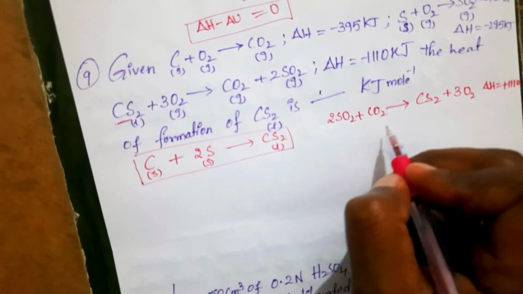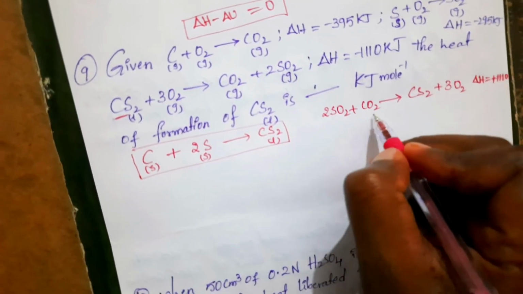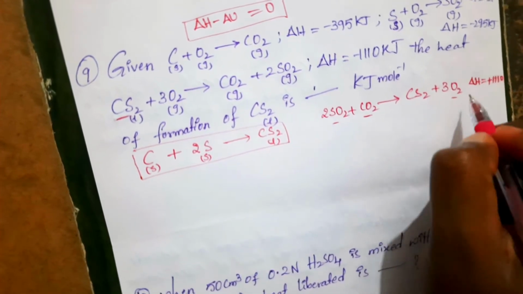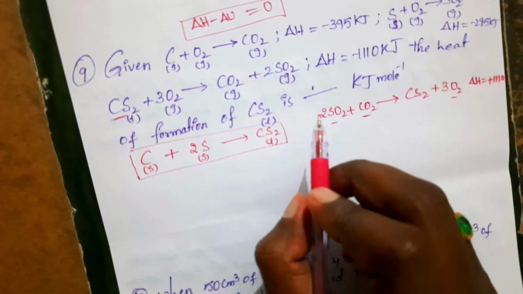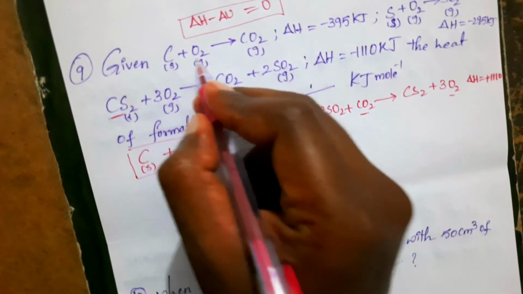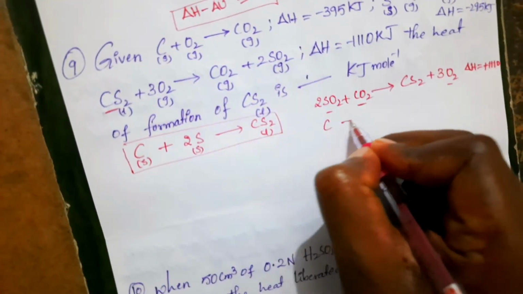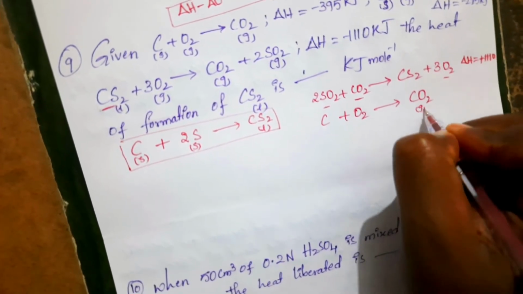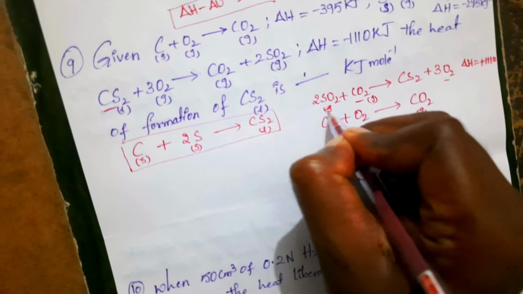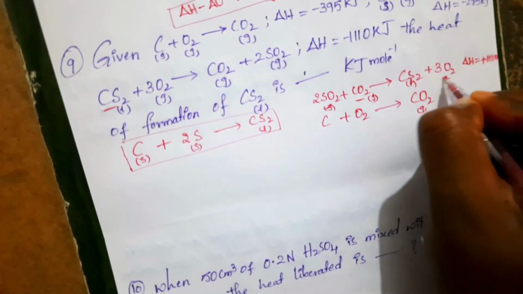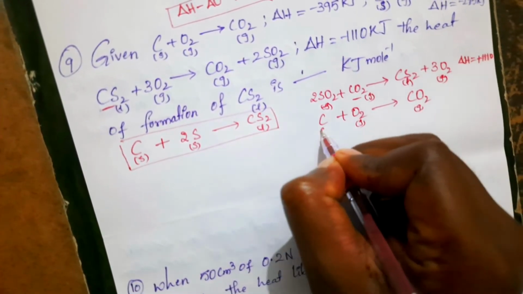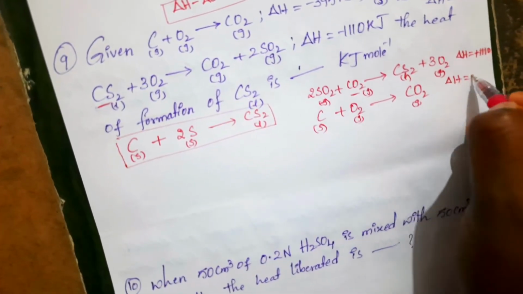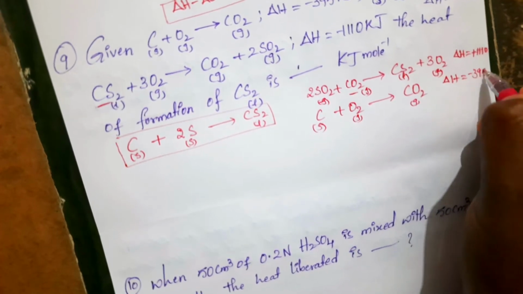Now after that, we have no carbon dioxide, no sulfur dioxide, and no oxygen at all in the target, so we have to cancel out those. In that manner, just add carbon plus O2 gives CO2, because the CO2 gas will get cancelled here. One is gas and the other is solid. Now it gets cancelled, so the change in enthalpy is minus 395 kilojoules.